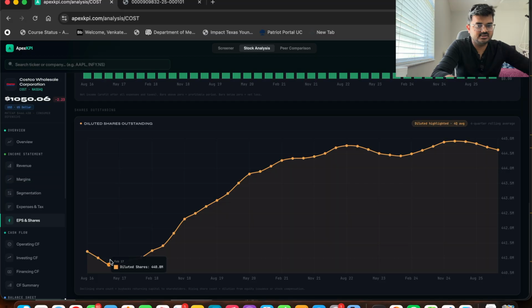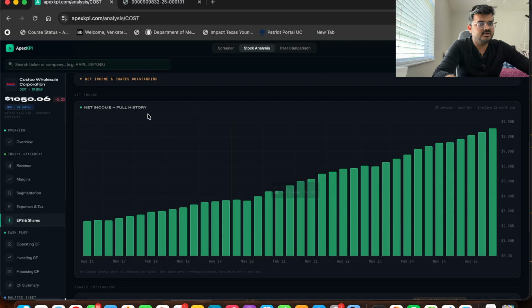And even the outstanding shares, unlike many of the tech companies, they do share buybacks. Costco is technically not spending much on share buybacks. Rather, if you see through this period, the total number of outstanding shares has increased. But again, from August 2022 to the most recent quarter, it is hovering around the same region. In the last 10 years, the total outstanding shares were somewhere around 440 million to 445 million, which is just hovering between the 1% upwards.